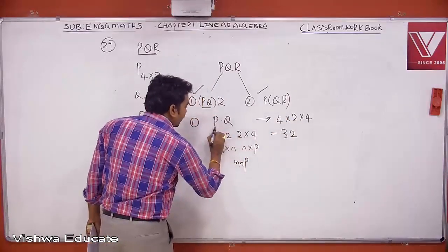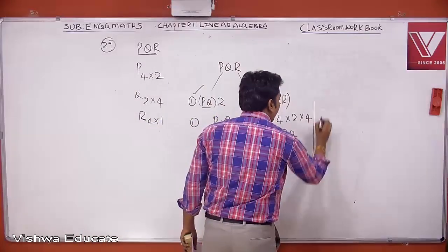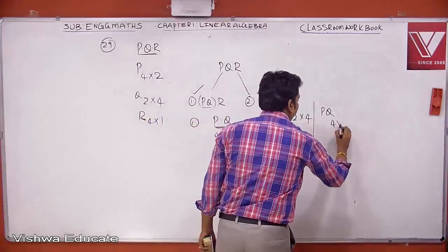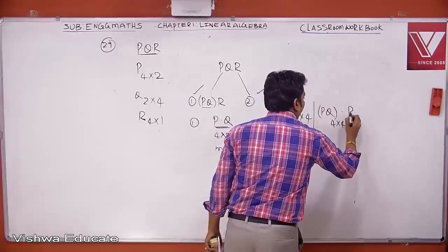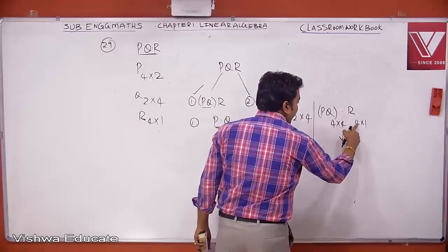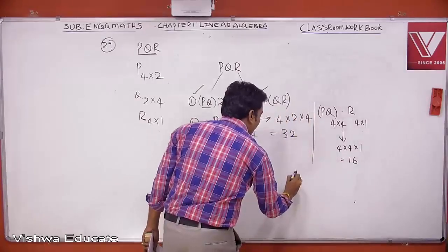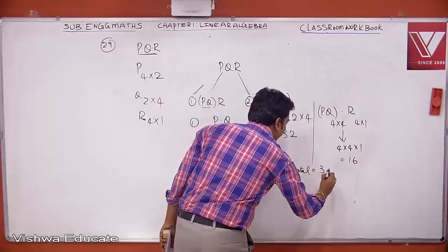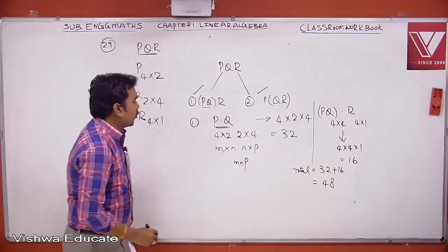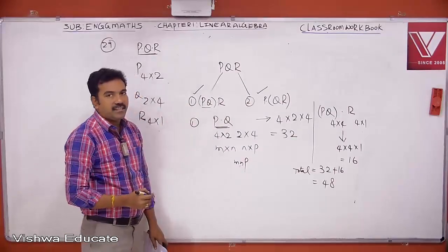But till now, we have calculated only PQ. Now what is the dimension of PQ? This is 4 by 2 and this is 2 by 4, so it is 4 by 4. Now multiply this PQ with R. The dimension of R is 4 by 1. Now it requires m cross n, n cross p, that is 4 into 4 into 1, which is 16. Therefore the total number of scalar multiplications in case 1 is 32 plus 16, which is 48. So by method number 1, the total number of scalar multiplications required is 48.